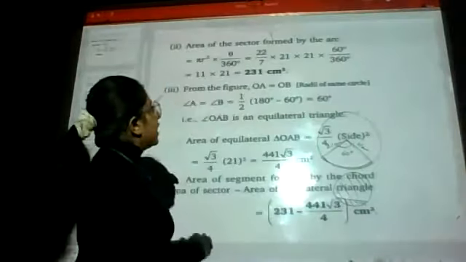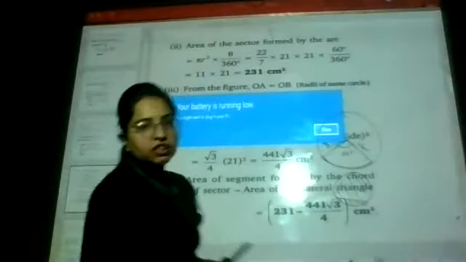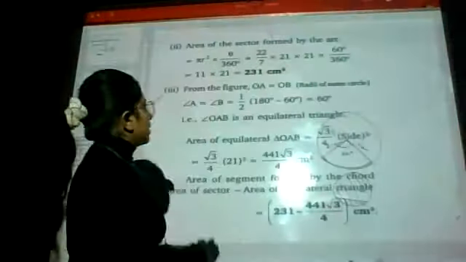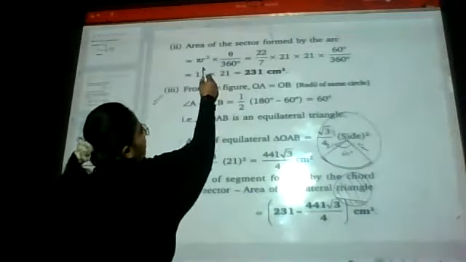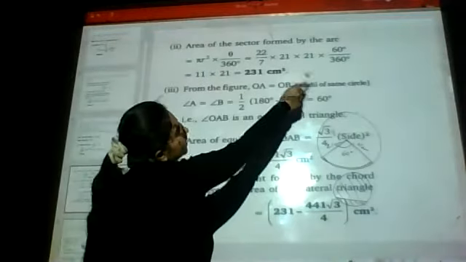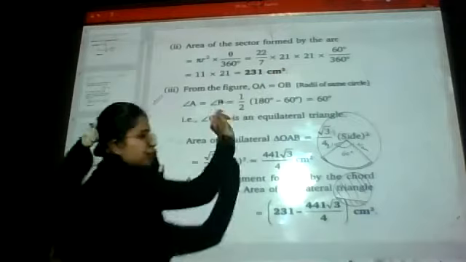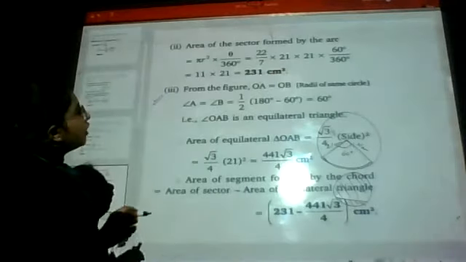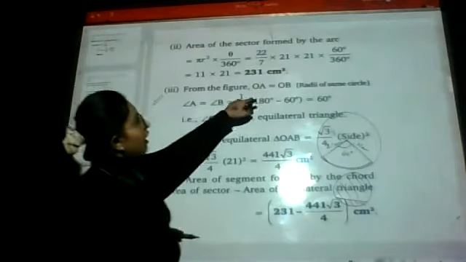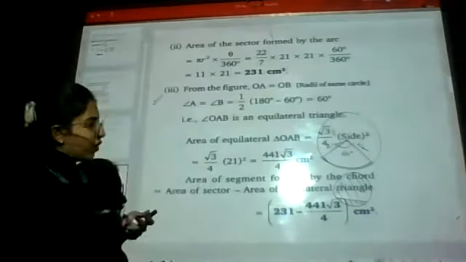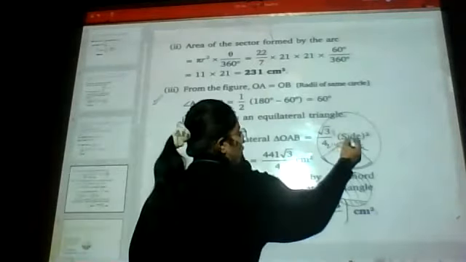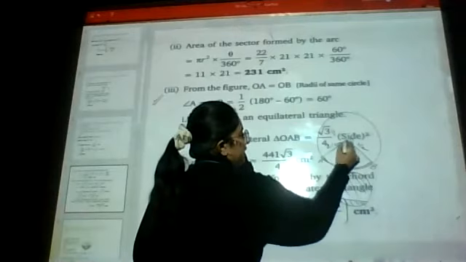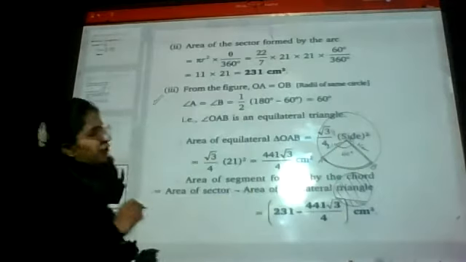Let's come to the next slide. In the next slide, first of all, the area of sector is there. What's the area of sector? Theta by 360 pi r square. Theta is 60 degree, r is 21. You can solve it, right? Now, from the figure, OA and OB are the radii of the circle. I can take this OA and OB. These two are the radii of the circle.